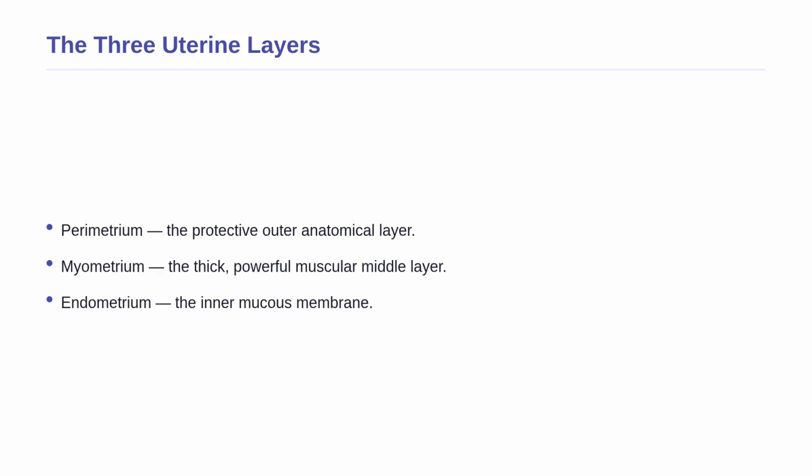This is a thick layer of smooth muscle tissue, responsible for the powerful contractions during childbirth. Finally, we have the innermost layer, the endometrium, which is a specialized mucous membrane. Understanding these specific layers is essential for medical professionals when diagnosing conditions like abnormal uterine bleeding or endometriosis.